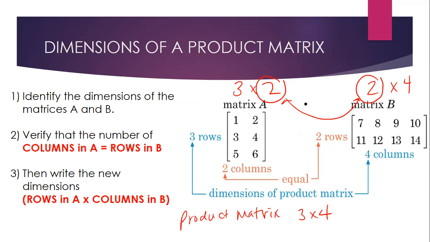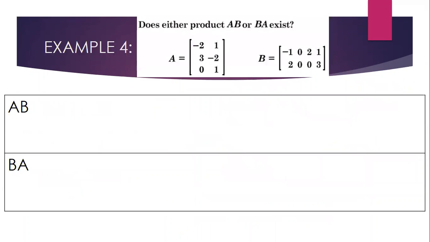Okay? Questions about verifying if there's a product? Exactly. The columns of A have to equal the rows in B. All right. So let's do an example together.